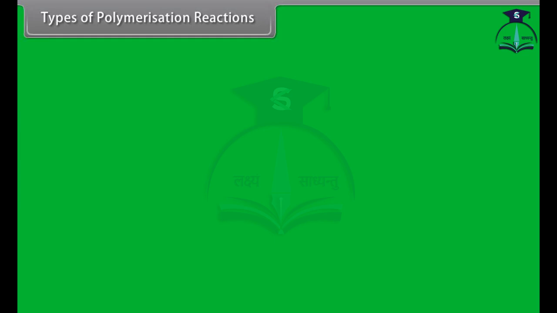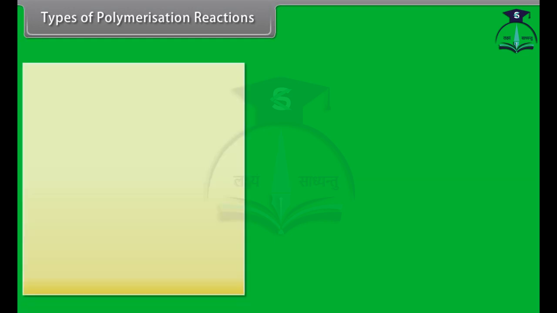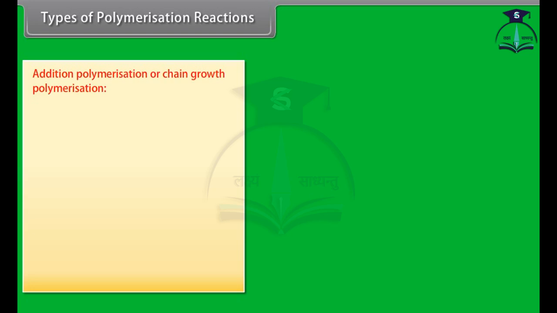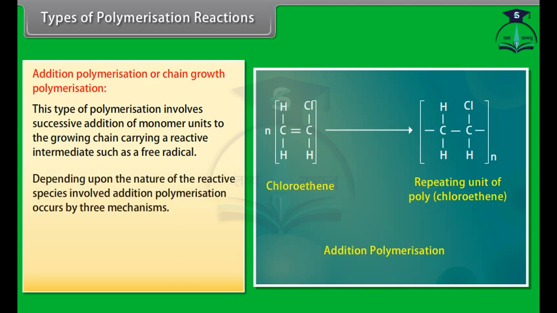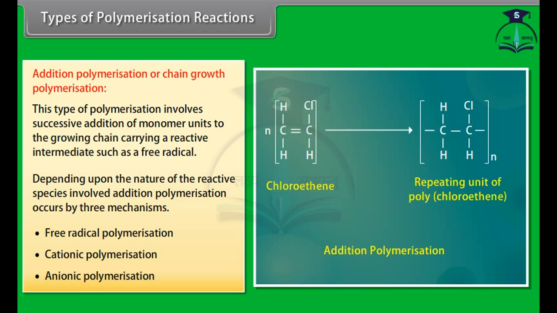There are two types of polymerization reactions. Addition polymerization or chain growth polymerization. This type of polymerization involves successive addition of monomer units to a growing chain carrying a reactive intermediate, such as a free radical. Depending upon the nature of the reactive species involved, addition polymerization occurs by three mechanisms: free radical polymerization, cationic polymerization, and anionic polymerization.